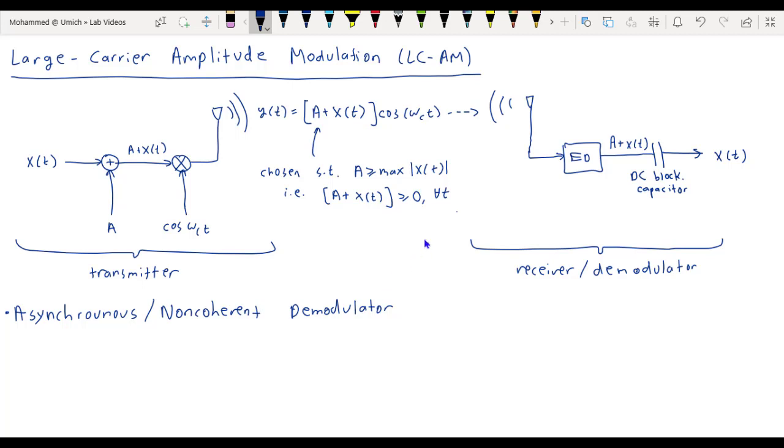Now let's look at how we can demodulate y of t to obtain our original signal x of t. Since a plus x of t is greater than or equal to 0 for all t, by putting y of t through an ideal envelope detector, we would get at the output simply a plus x of t, because an ideal envelope detector would return the absolute value of the envelope, but since our envelope a plus x of t is greater than or equal to 0 for all t, our envelope detector would simply return a plus x of t.